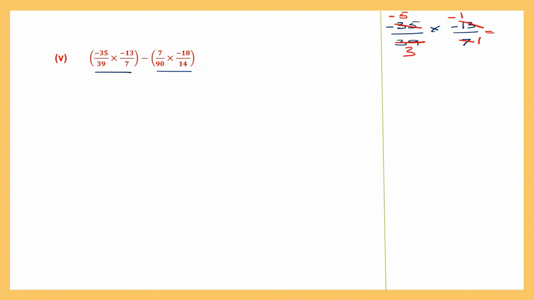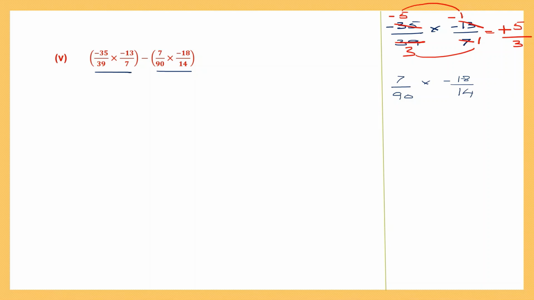So what do I have here? Minus 5 into minus 1. Minus into minus is plus. 5 1s are 5. And in the denominator, 3 into 1 is 3. So what do I have? 5 by 3. So let's write that. Now let's remove the brackets for the next set of expressions. So we have 7 by 90 into minus 18 by 14.